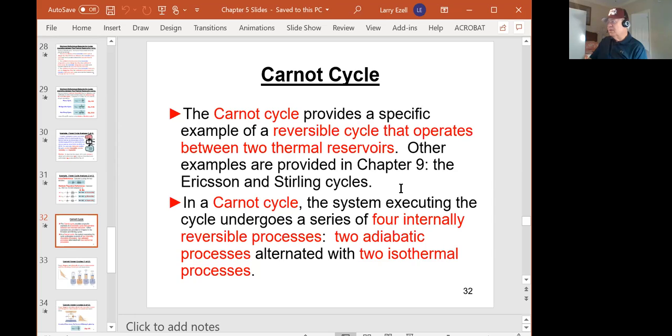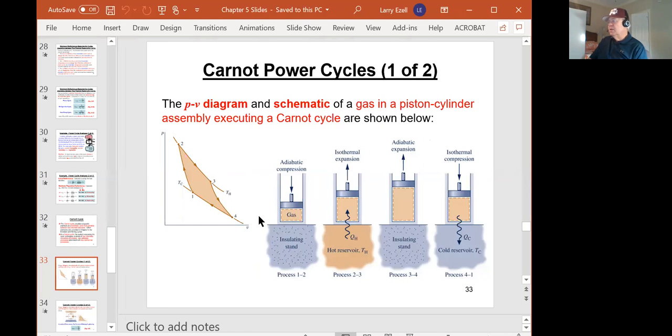In a Carnot cycle, the system executing the cycle undergoes a series of four internally reversible processes, two adiabatic and two isothermal. Now there's a problem. One of your homework problems is very similar. So here's the PV diagram of this cylinder going through the Carnot cycle. Again, a Carnot cycle is like a thought process developed to help you examine cycles to see if they're possible or not.